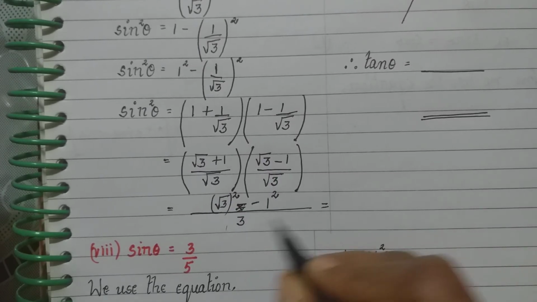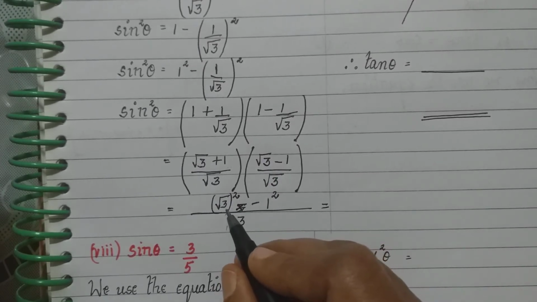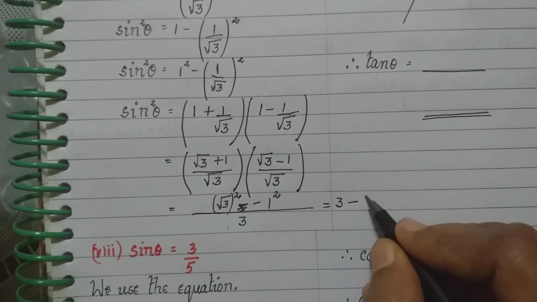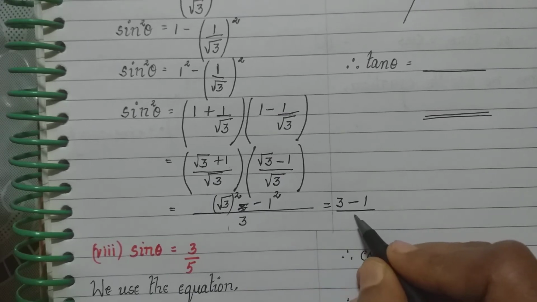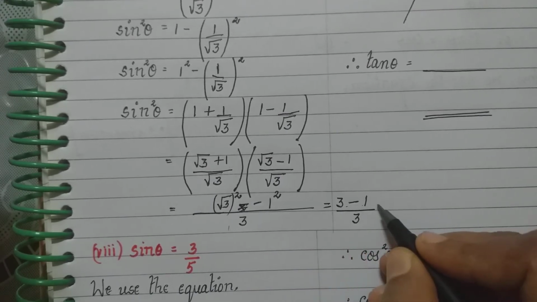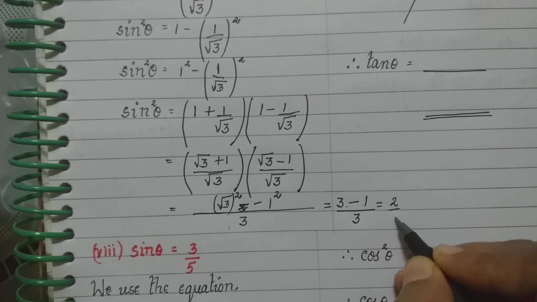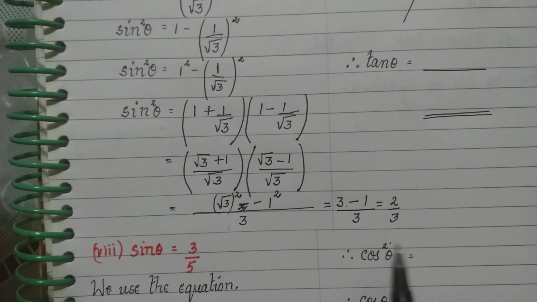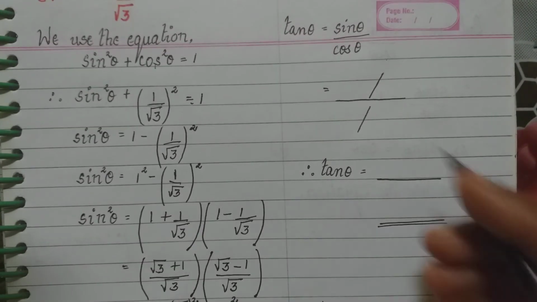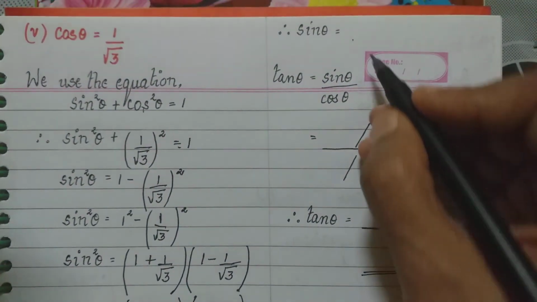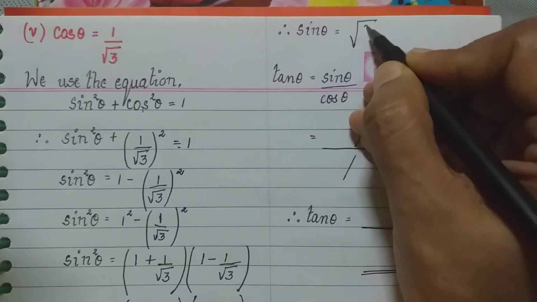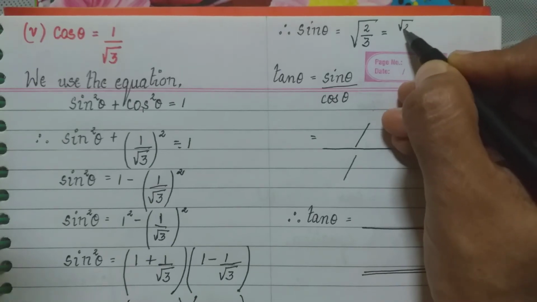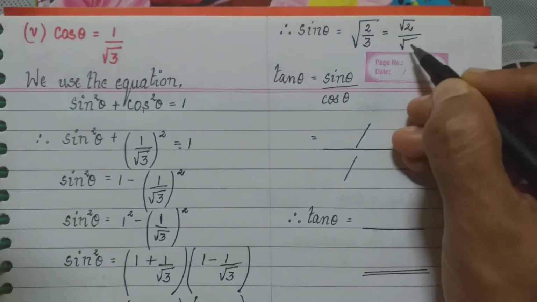Let us see what it simplifies as. Root 3 square. Root 3 into root 3 is 3 minus 1 square, that is 1 upon 3. 3 minus 1 is 2. Therefore, we have 2 upon 3. Now, if sin square theta is 2 upon 3, sin theta will be square root of 2 upon 3. Or we can write this as root 2 upon root 3.